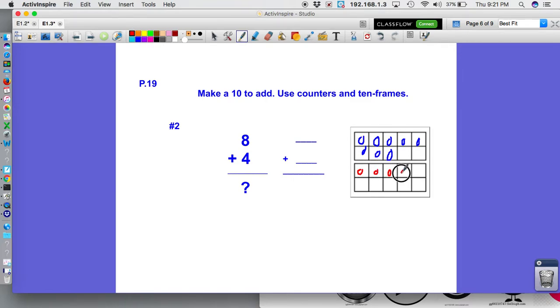Now I want to make a 10. What do I have to add to the 8 to make 10? I need to take 2 counters. 8 plus 2 equals 10. I'm going to add the 2 counters here. So now I have 10 and I have 2 on the bottom. So 10 plus 2 equals 12, which means that 8 plus 4 equals 12.